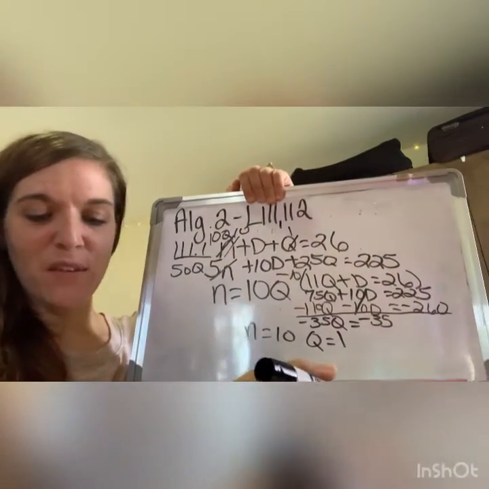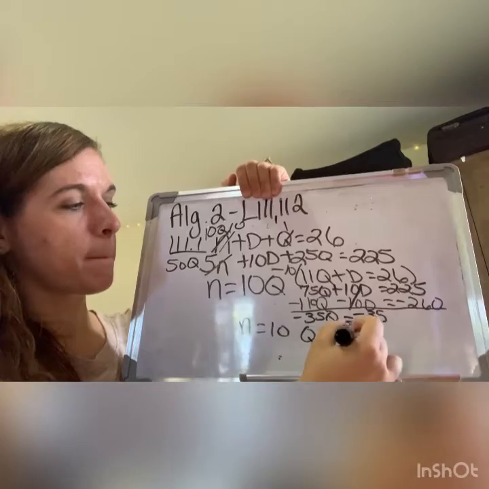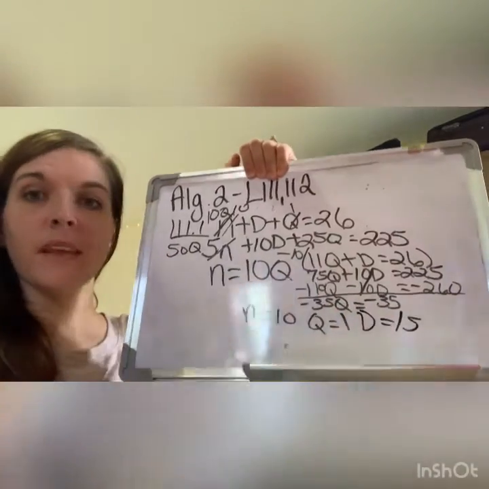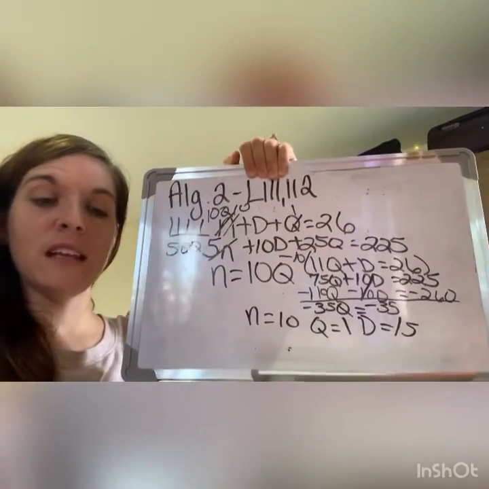Subtract that from 26. 26 minus 11 is going to give us 15 dimes. There you go. And you solved example 1. Okay? So, if they're asking for 3 things, remember how many equations you need. We need 3 equations. So let's look at example 2.